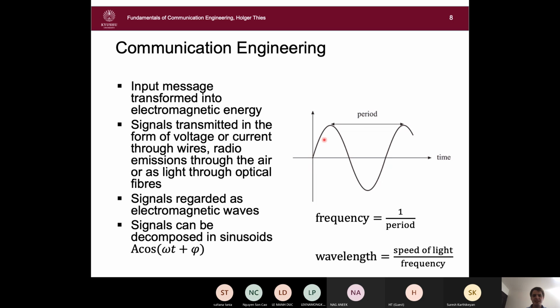So frequency of a wave is, so those waves are periodic. So that means that they repeat after a certain amount of time, and the frequency is just 1 divided by the period. And there's another important classification of such waves, which is the wavelength. The wavelength is just the speed of light divided by the frequency. And since we can decompose all signals we are interested in into such periodic waves, we can always talk about frequency of a signal or wavelengths of a signal. So those are physical entities of our signal.